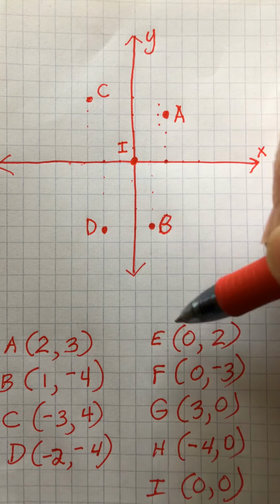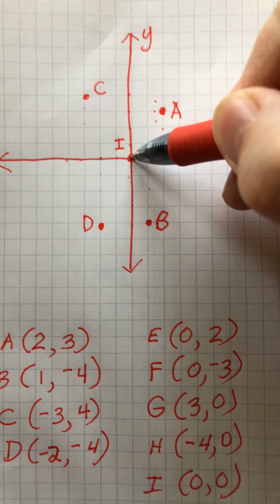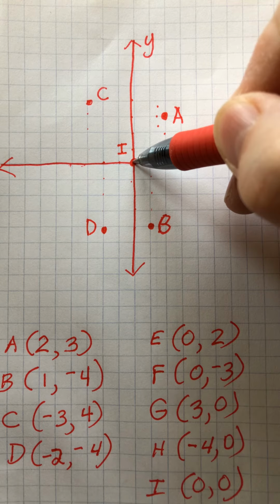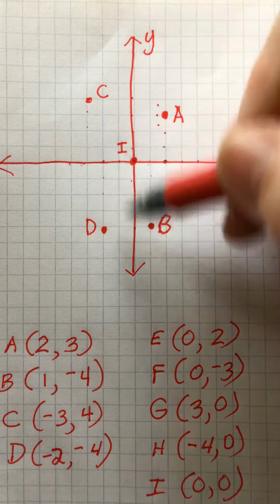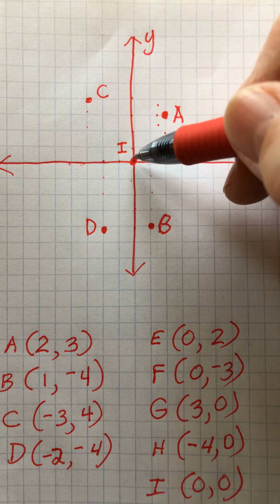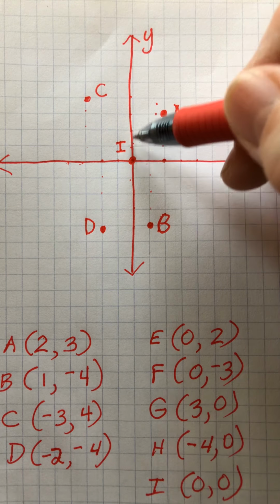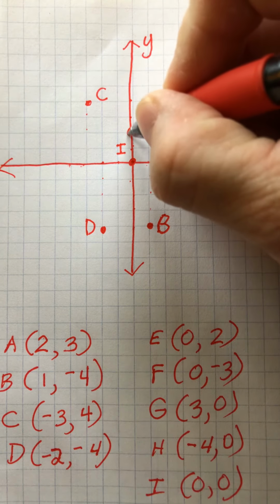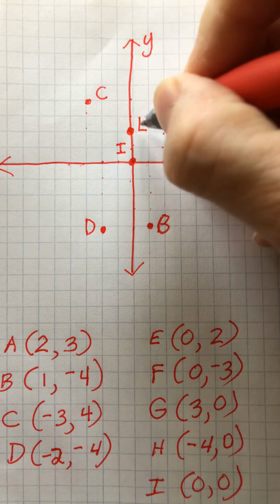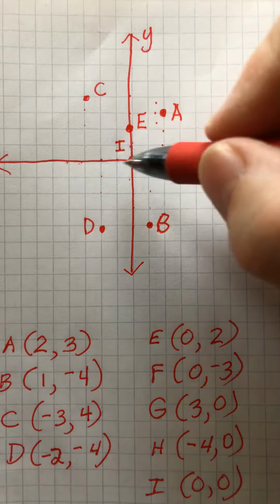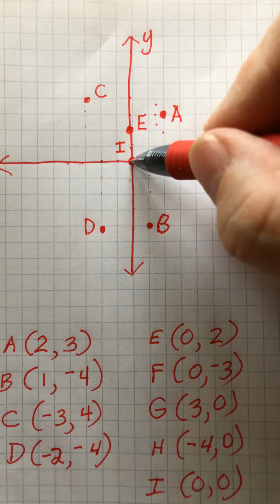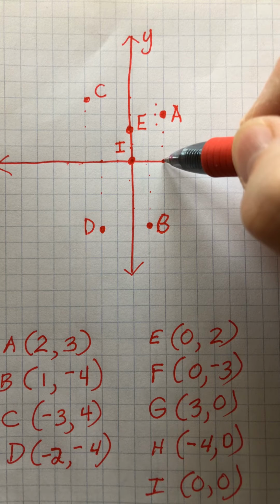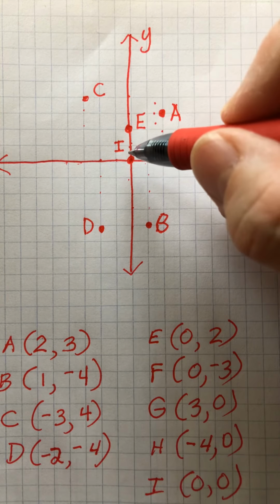Let's go up to these others here. If I have point E, I start at the origin. I'm going to go 0 in an x direction, so I don't go off here at all. I'm going to stay on this y-axis. So my point's going to go up 2. So right here, this is my point E. A lot of people get mixed up and they go 0, 2. But that's not 0, 2. That is 2, 0.